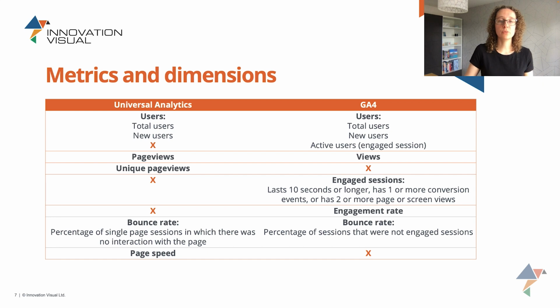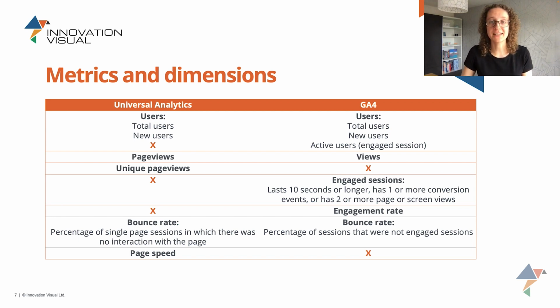It had one or more conversion events, or it had 2 or more page or screen views. So you can tell people have stayed on for more than 10 seconds, they've either converted or they've moved to different pages, so they're a bit more engaged. That's also great insights to see if people are engaging with your website. And so from the engaged sessions, you now have an engagement rate, which is actually a much more positive way of looking at things compared to the bounce rate. So the engagement rate is actually the reverse of the new bounce rate.